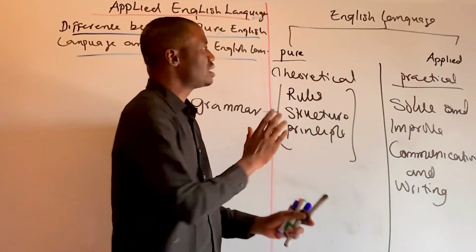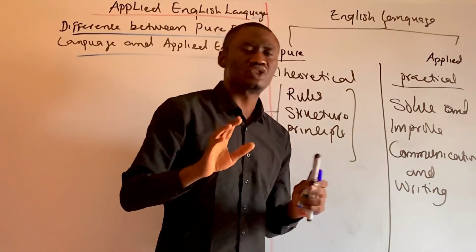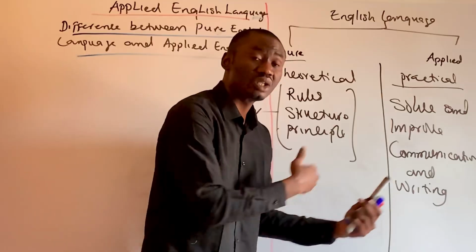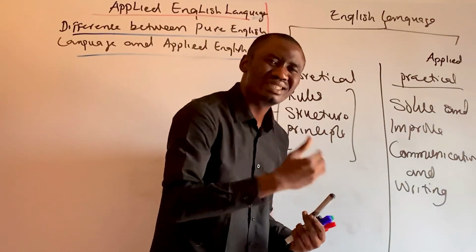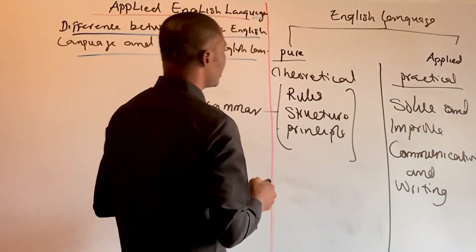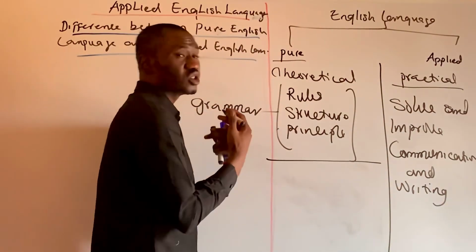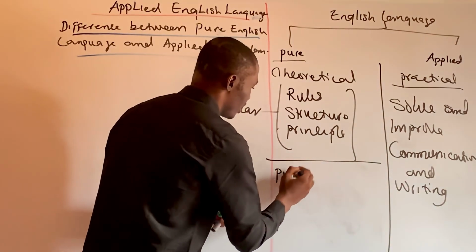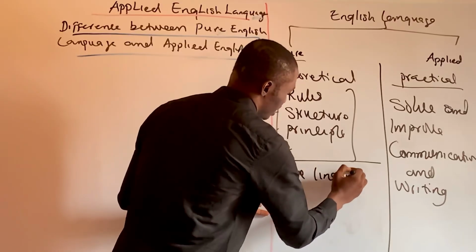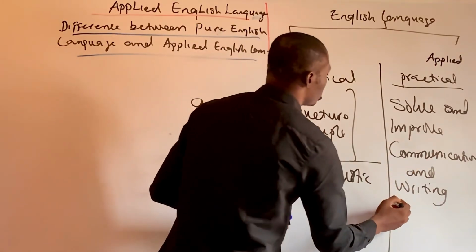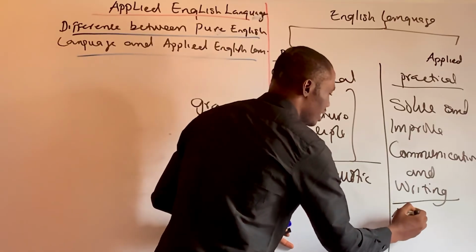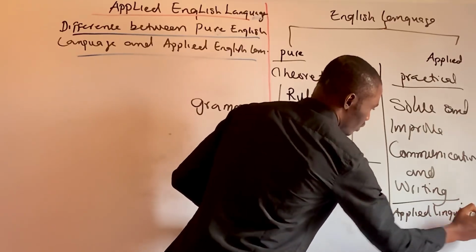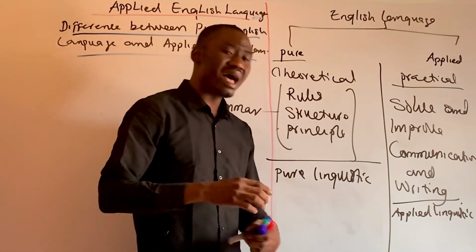Now, if you have noticed the difference between the two, we move to the linguistic difference, where we want to categorize or differentiate the two on the board linguistically. What do we mean by that? In linguistics, you need to know that this aspect of pure English language is called pure linguistic. And this aspect should be called applied linguistic. All right, pure linguistic, applied linguistic.